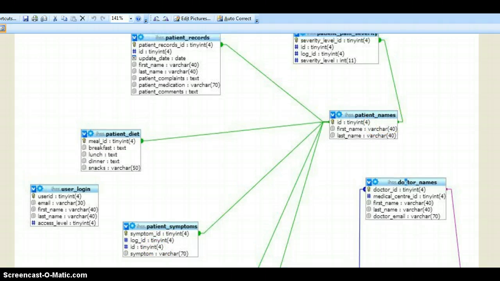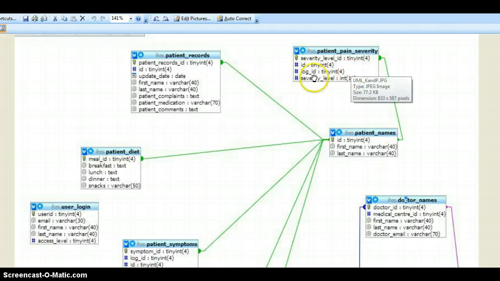And up here then in a separate table, if a patient was recording down here they were suffering from pain, you would have a pain severity level. And then we would just have the patient severity level, the patient ID, a log ID, what time they were logged in, and the severity of the level of the pain.